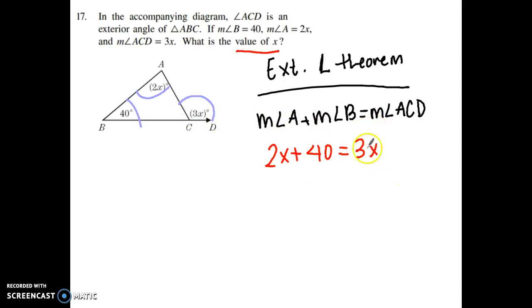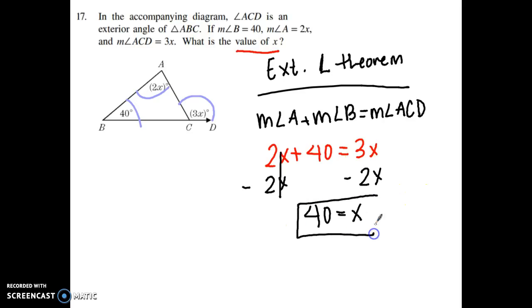So what we do here is combine our like terms. I do like moving my smaller variable first, so I'm going to say minus 2x here, minus 2x there, and we are left with 40 is equal to x. So that was pretty simple. We say x is 40 degrees, and if we were to plug those in here, we would fit our exterior angle theorem.